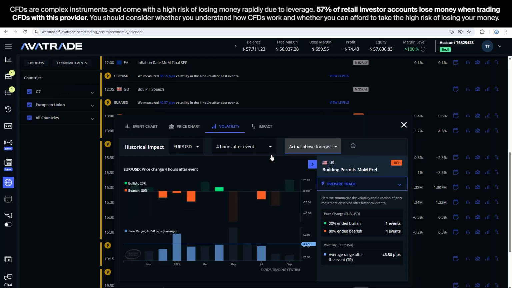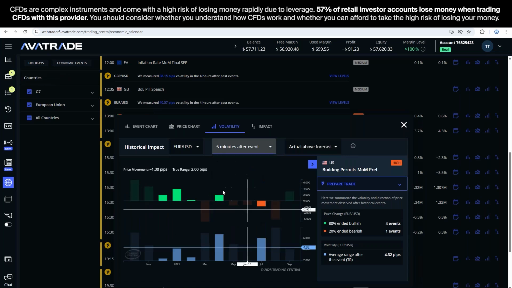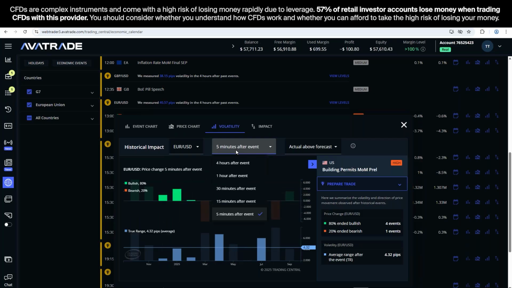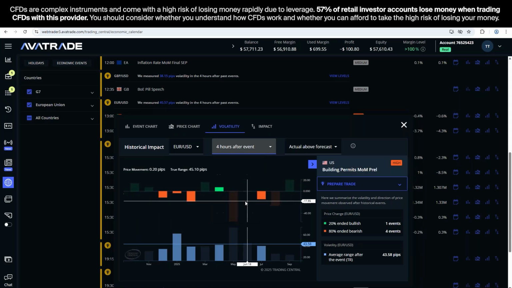If this comes in above forecast, after 4 hours, 80% down. In the first 5 minutes, look at that, 80% up. You talk about false moves, okay? Building permits come in better than expected. The USD weakens in the first 5 minutes. Euro climbs, majority of the time. After 4 hours, everything went down from the point that it was at after 5 minutes.